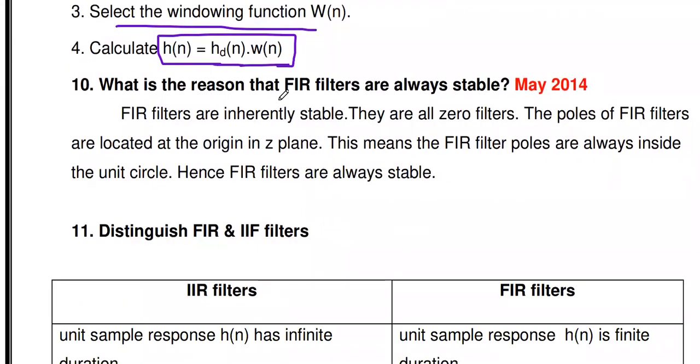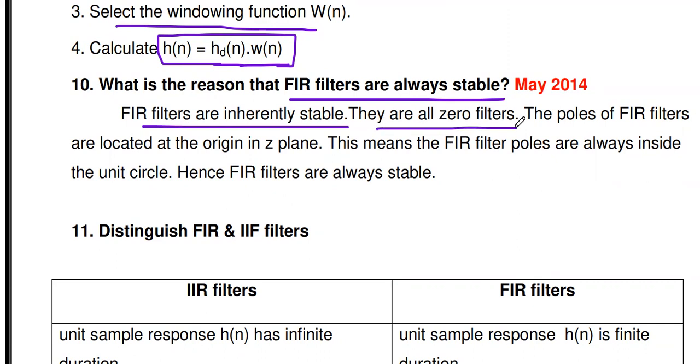Then the next question: what is the reason that FIR filters are always stable? It is also one of the university questions. FIR filters are inherently stable. Already you know the FIR filters are all zero filters. The poles of an FIR filter are located at the origin in the Z plane.